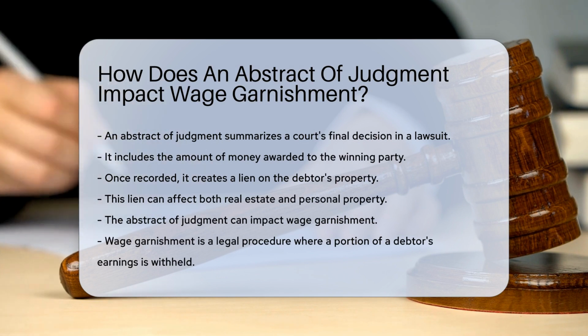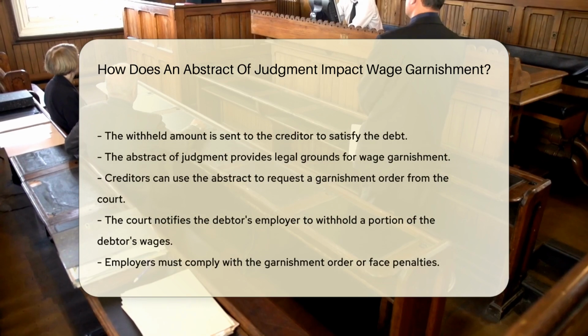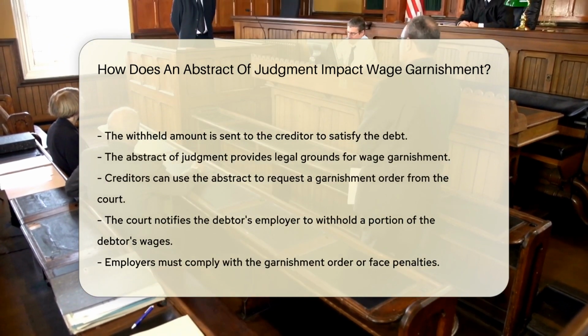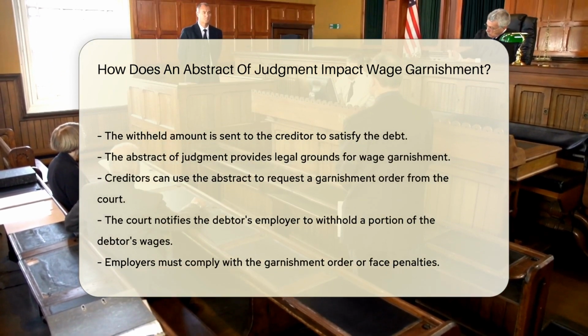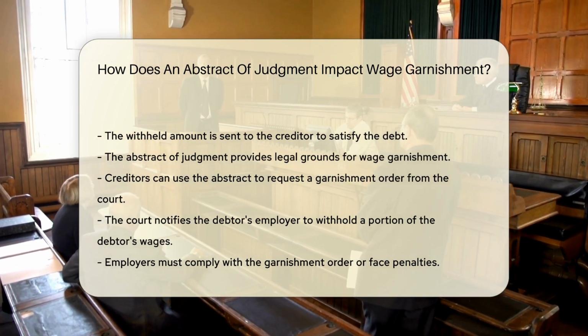The abstract of judgment can also impact wage garnishment. A wage garnishment is a legal procedure where a portion of a debtor's earnings is withheld. This withheld amount is then sent to the creditor to satisfy the debt. When an abstract of judgment is recorded, it provides legal grounds for wage garnishment. The creditor can use the abstract to request a garnishment order from the court.